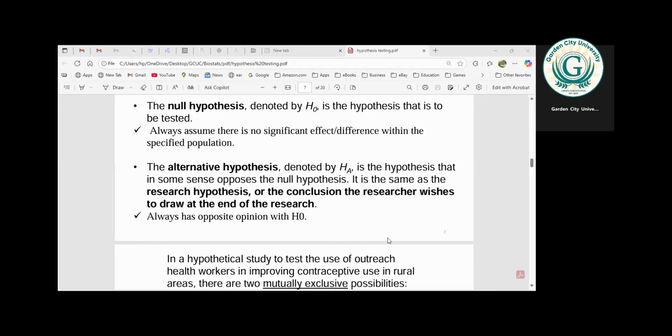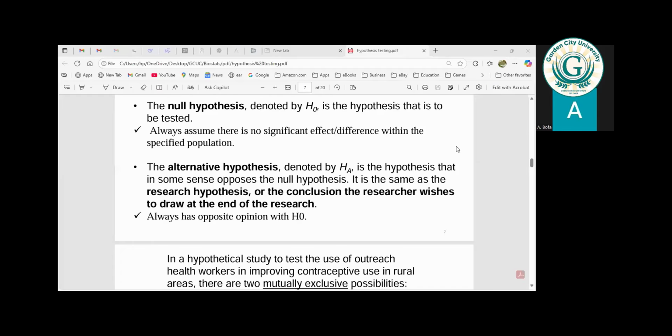Hello, sir. Yes. So meaning the alternative hypothesis can be more or less. Yes, it can, it's not always more. It depends on the scenario. I think I have one example.